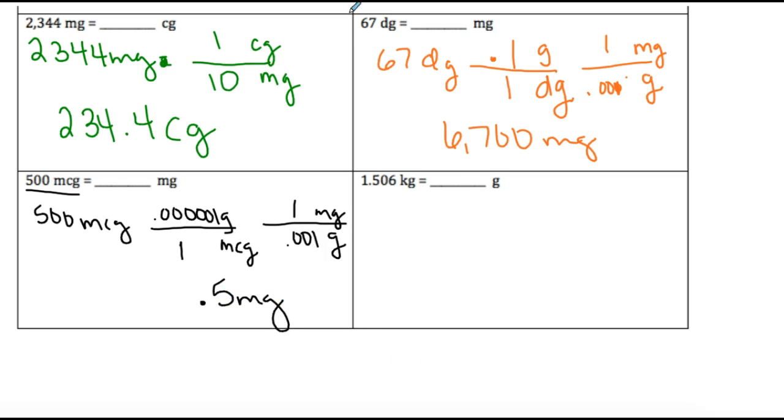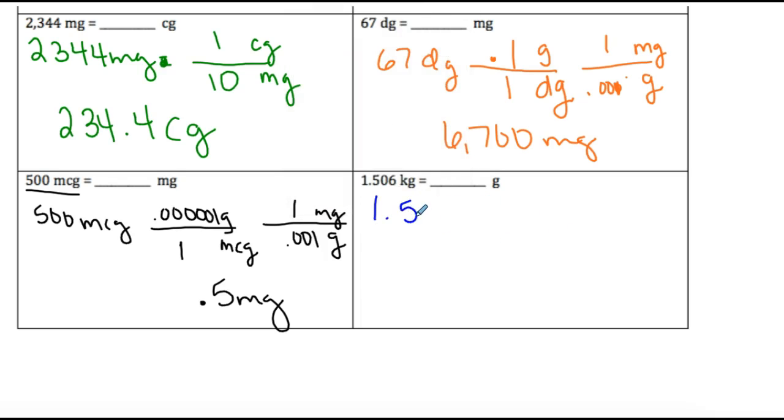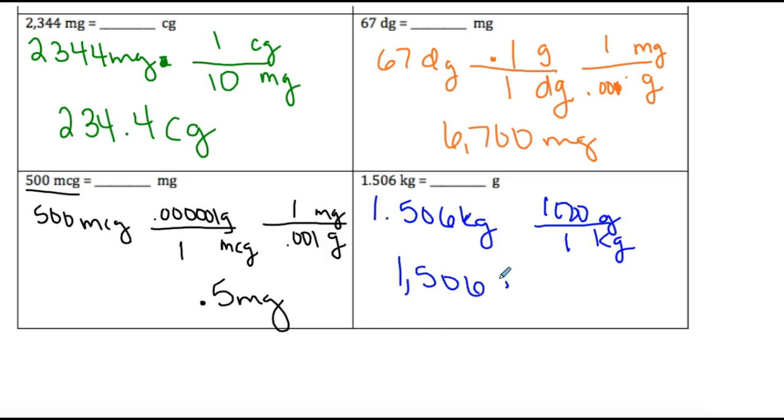Okay, one last example for this video and then we are done. So if you think about what kg stands for, kilograms. Okay, and so that means 1 kilogram has 1,000 grams in it. So this would be 1,506 grams.